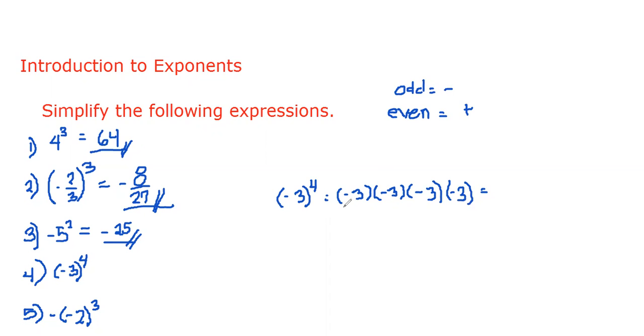So, yun yung tinitingnan ko para malaman kung positive or negative ba magiging sagot. So, bilangin natin, we have negative 3, 1, negative 3, 2, negative 3, 3, negative 3, 4. So we have 4 negative. So kapag 4 negative, that is even. So the answer will be positive. So 3 times 3, that is 9 times 3, 27 times 3, 81. So the answer here is 81, positive 81. Okay? So this will be positive 81.